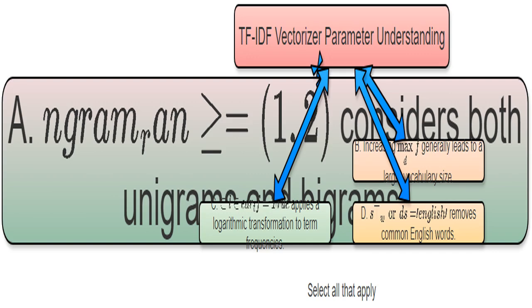This statement says that setting "ngram_range" to 1, 2 will consider both single words, unigrams, and pairs of words, bigrams. I confirm that this is absolutely correct. For example, with the input sentence, "This is a sentence," the vectorizer would consider "This," "is," "a," "sentence" as unigrams, and also "This is," "is a," "a sentence" as bigrams.